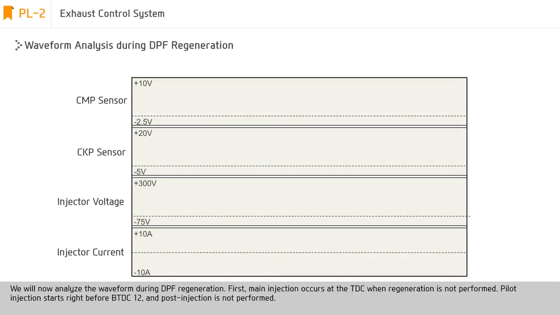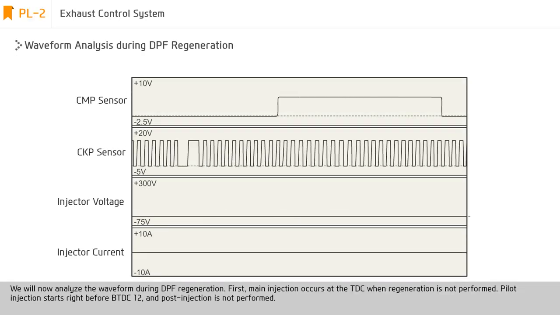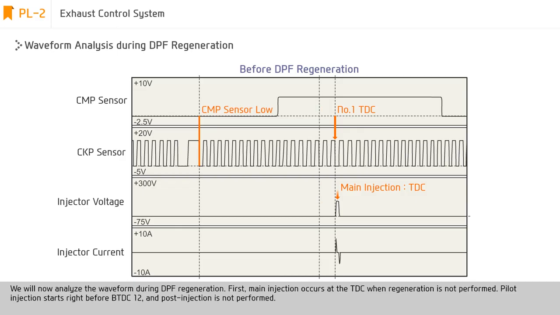We will now analyze the waveform during DPF regeneration. First, main injection occurs at the TDC when regeneration is not performed. Pilot injection starts right before BTDC-12, and post-injection is not performed.